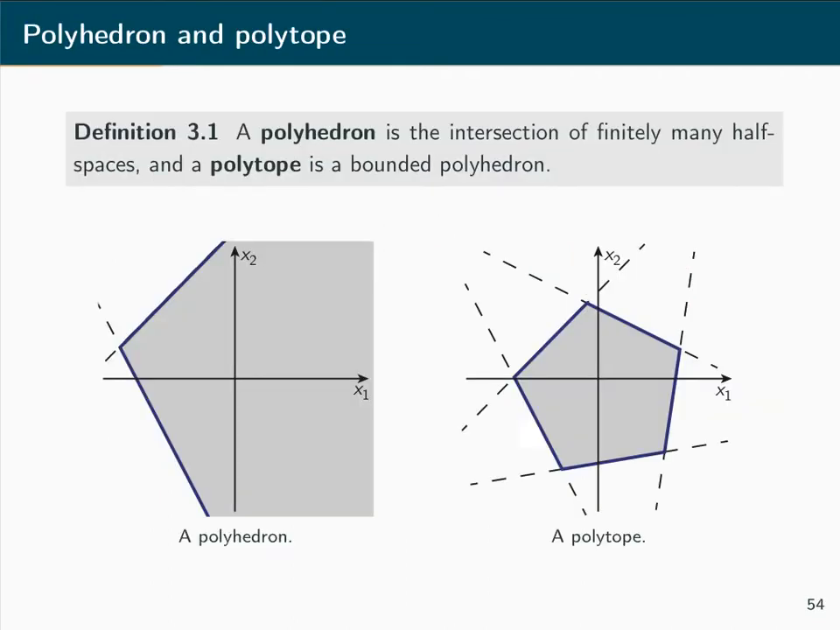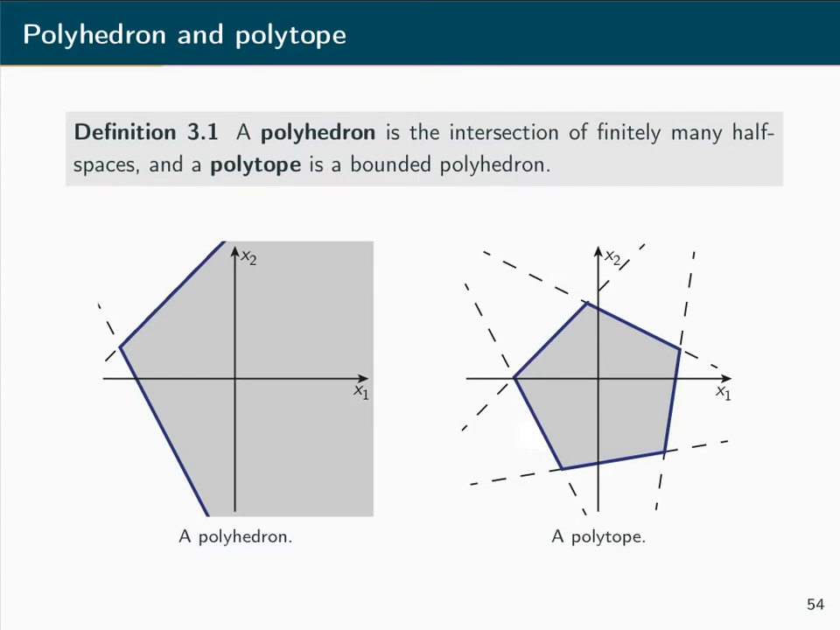Now let's look at this from a graphical perspective. Definition 3.1 states that a polyhedron is the intersection of finitely many half spaces, as shown here on the left-hand side, where we're just intersecting two half spaces. And a polytope is a bounded polyhedron, meaning that we're intersecting so many half spaces that what we get as a result is a bounded set.